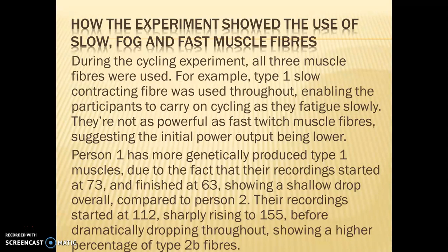Person 1 has more genetically produced Type 1 muscle fibres, due to the fact that their recording started at 73 and their power output finished at 63, showing a shallow drop overall, but nothing compared to person 2. Their recording started at 112, before sharply rising to 155, before dramatically dropping throughout, showing a high percentage of Type 2B fibres.